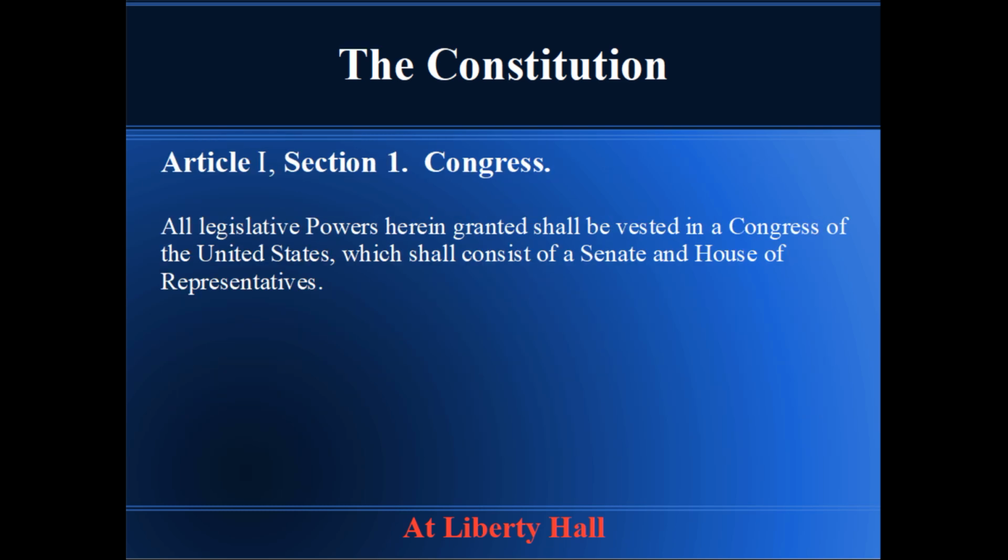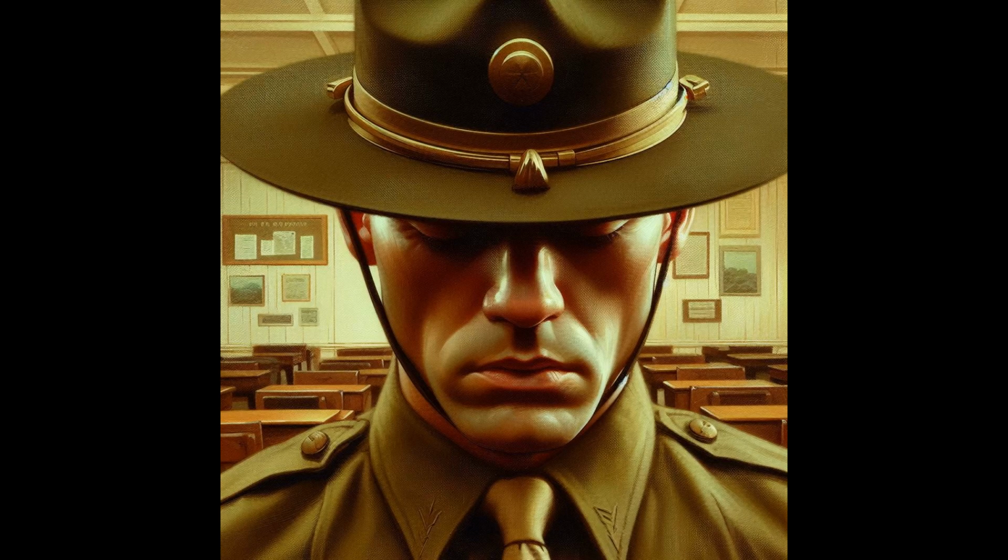Article 1, Section 1, Congress. All legislative powers herein granted shall be vested in a Congress of the United States, which shall consist of a Senate and House of Representatives. All lawmaking powers are given to the U.S. Congress, which includes the Senate and the House of Representatives.